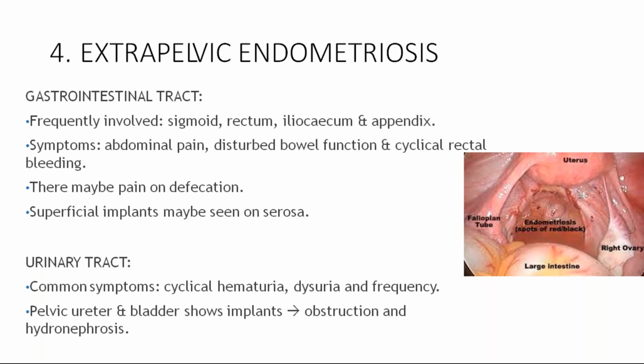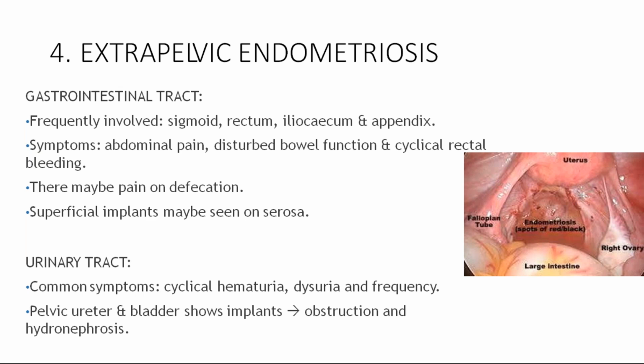And extrapelvic endometriosis, gastrointestinal tract, the frequently involved bowel sites are sigmoid, rectum, ileocecum, and appendix. The symptoms here will again be abdominal pain and altered bowel function. They will be disturbed and there will be cyclical rectal bleeding. And they may even have pain on defecation. Superficial implants may be seen on the serosa during laparoscopy.